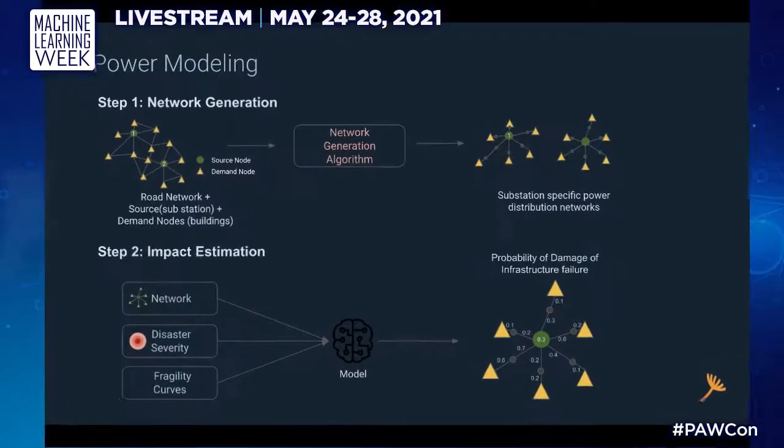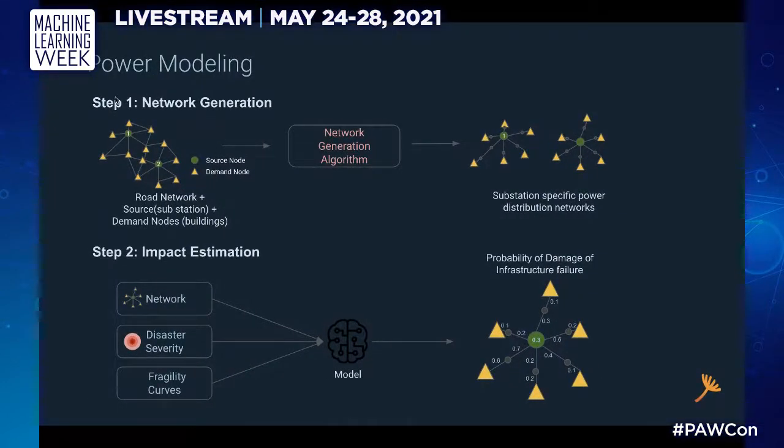The way we approach this modeling is starting with network generation. We have a source node, which would be the power substation, and a demand node, which would be the building consuming the power. We try to understand which buildings would have overhead distribution lines and underground distribution lines. That's the first model which we develop.